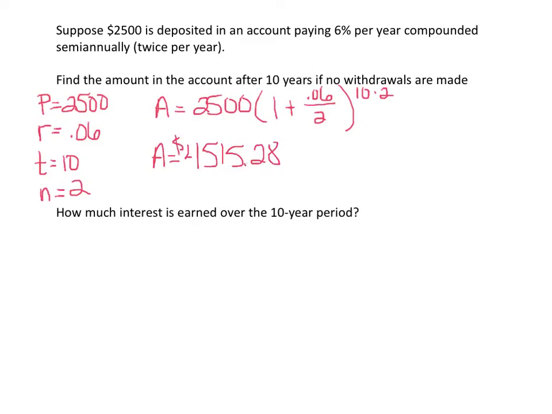The question next is, well, how much interest did we earn? Well, we didn't take anything out. We also didn't put anything in. So the amount of interest we earned really is the total amount we have left minus the amount we invested. And we earned $2,015.28 in interest. Now, of course, these are word problems, so you're probably going to be writing sentences.